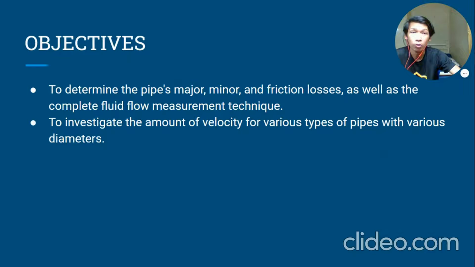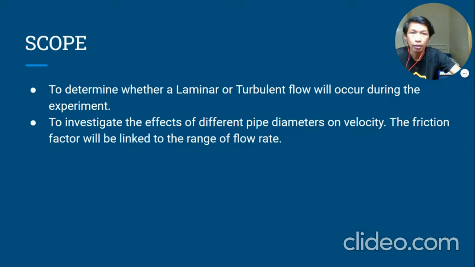The objective for our project is to determine the pipe's major, minor, and friction loss, as well as the complete fluid flow measurement technique. And the last objective is to investigate the amount of velocity for various types of pipe with various diameters. This will be the scope, which will be scoping for laminar or turbulent flow, and investigating the different types of pipe diameter on velocity, and the friction factor will be linked to the range of flow rate. That will be all from me.